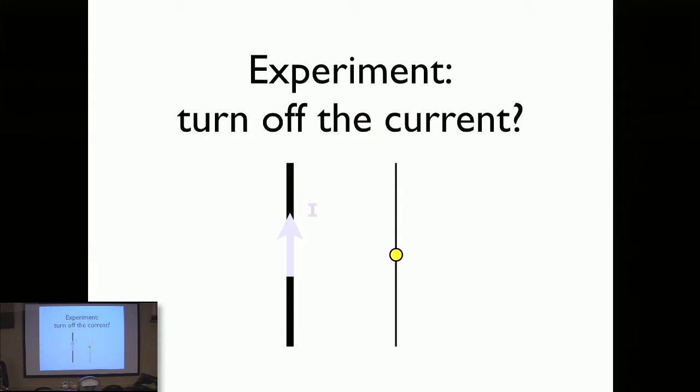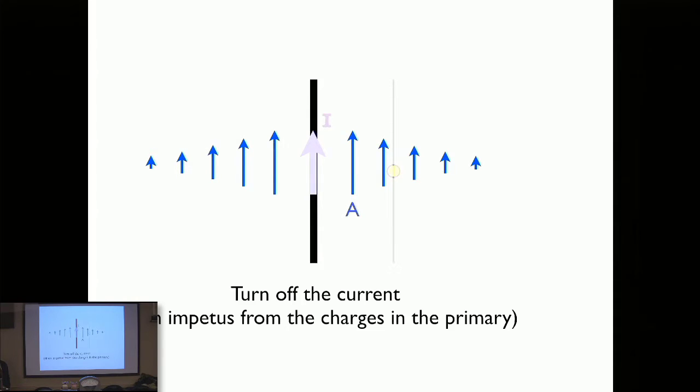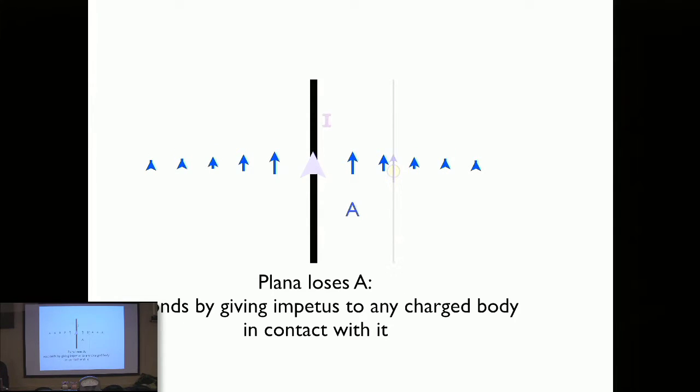Now the current there, of course, has an A field associated with it. It generates an A field in the plana. And if we turn off the current, it drains impetus from the charges. We're draining impetus from the charges in the primary. That reduces the A field. It causes an impetus in the opposite direction in that bead. I'm sorry, in the same direction because we're turning it off. In the other case we were increasing. Now we're decreasing. So it responds by compensating.